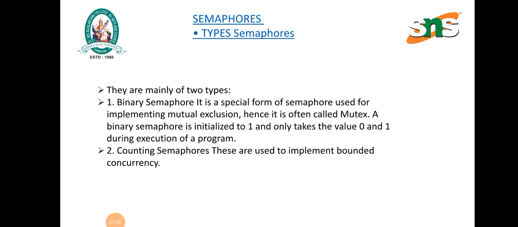Types of semaphores. There are mainly two types, binary and counting. Binary: it is a semaphore used to implement mutual exclusion, often called mutex. A binary semaphore is initialized to 1 and can only take the values 0 and 1 during the execution of the program. Counting semaphores are used to implement bounded concurrency.